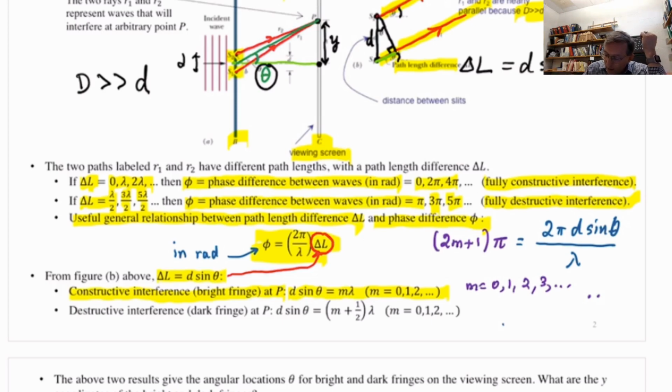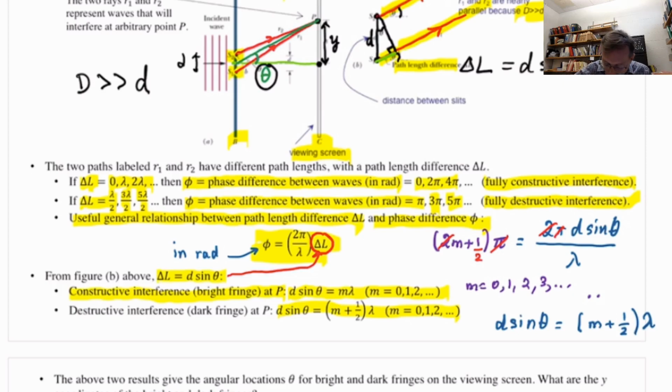Now I can cancel the pi. I can divide both sides by 2, just have to do the algebra carefully. That becomes a 1/2 right there. And then I can rearrange for d sine theta, and I get d sine theta equals (m plus 1/2) times the wavelength. And that's the cute little expression for locating the center of a dark fringe. If point P is at a location where d sine theta equals (m plus 1/2) times lambda, where m can be 0, 1, 2, and so on, then you know you're at the center of a dark fringe.